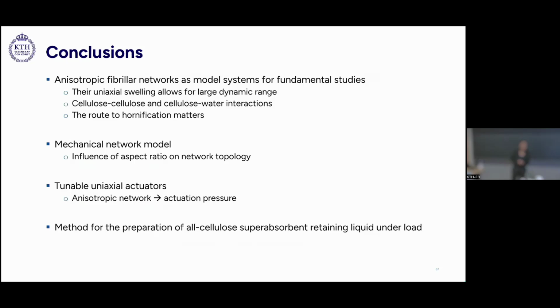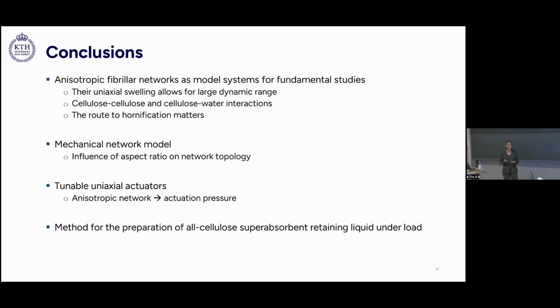And this takes me to the conclusion. So in this work, we used anisotropic fibrillar networks as model systems for fundamental studies. Their uniaxial swelling allows for a large dynamic range in which cellulose-cellulose and cellulose-water interactions can be studied.